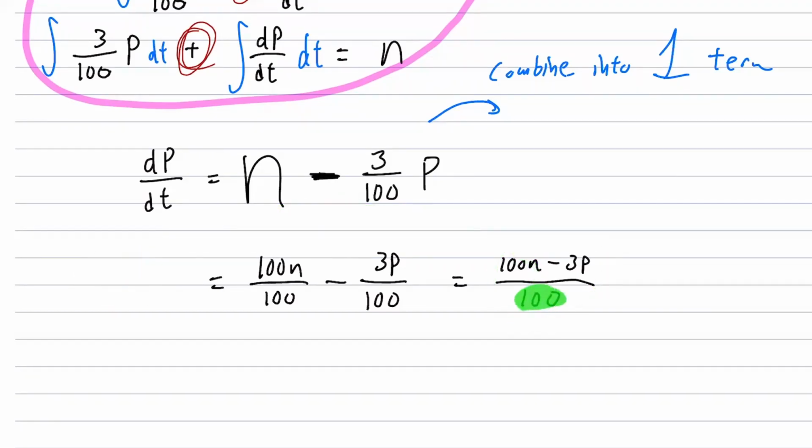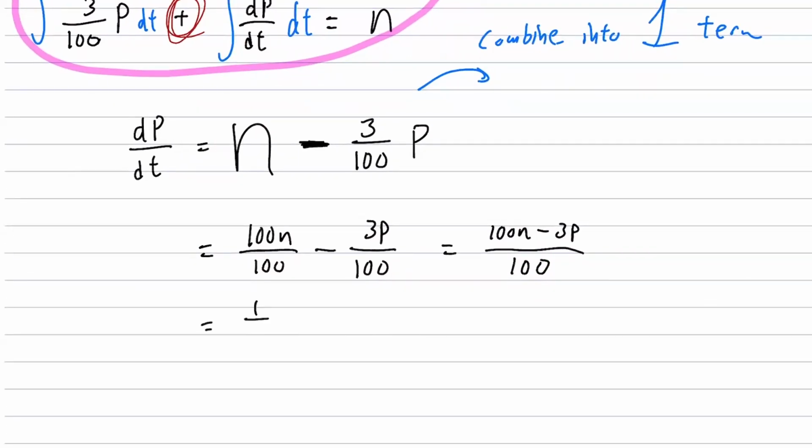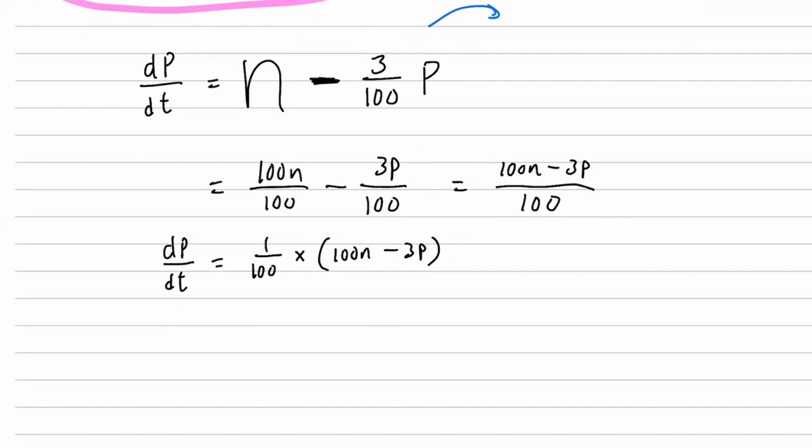Here there's an over 100. So don't you agree with me that it's really just 1 over 100 multiplied by 100n minus 3p? Yeah. So what should I bring over? I bring over the 100n minus 3p. Just this part, right? Bring over. In other words, you're dividing. So that means you're left with 1 over 100n minus 3p multiply by dp by dt equals to 1 over 100.